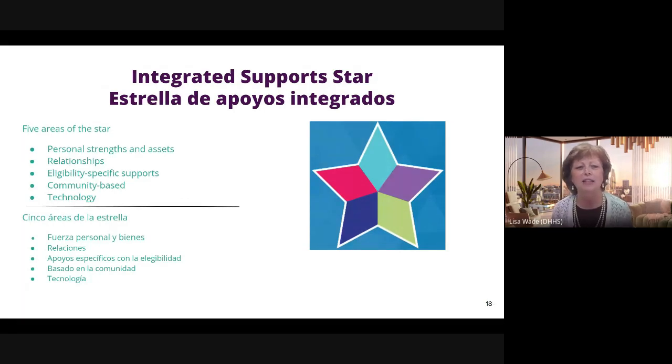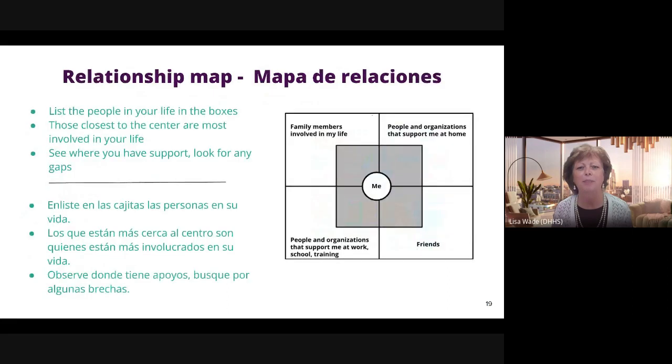And last, we have technology in that kind of pinkish red section. And that's everything from high-tech items to low-tech task lists or schedule boards. But you can put all those in that particular area of the star. So each section represents a type of support a person may already have in place or that they may need for the future. We've done a webinar on how to fill out the star, and it's on our Person-Centered Planning webpage, and it's under the Tools to Plan Support webinar series. So a link will be put in the chat for that particular web page.